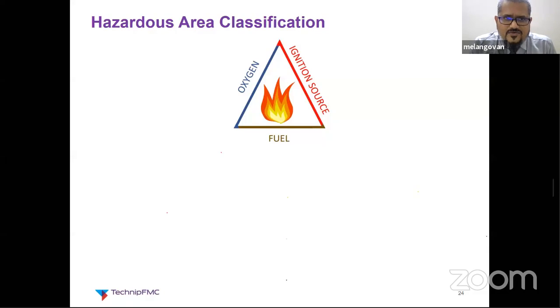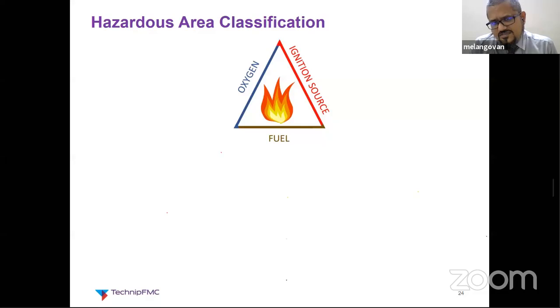So what are we going to do with this hazardous area classification? For any process, we cannot eliminate the fuel and oxygen. For example, in our case, diesel is a combustible material, which is the fuel. Our whole purpose of the plant is to handle this diesel, so we cannot eliminate the diesel in our system. Likewise, oxygen is everywhere in the atmosphere. We cannot eliminate oxygen. So the only possible thing is that we need to control the ignition sources.